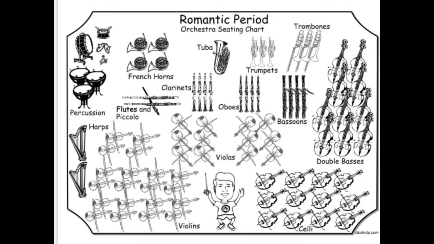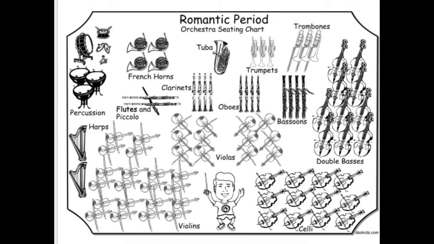And then you look in the back, you see the percussion. Whereas in the classical period, you just had the timpani, and the percussion section for the romantic period was more instruments, more different kinds of percussion instruments. Then you have the French horns. Again, just like the classical period, just more of them.